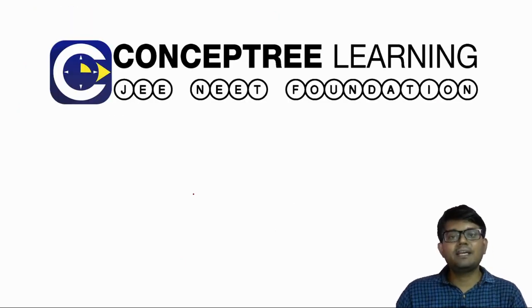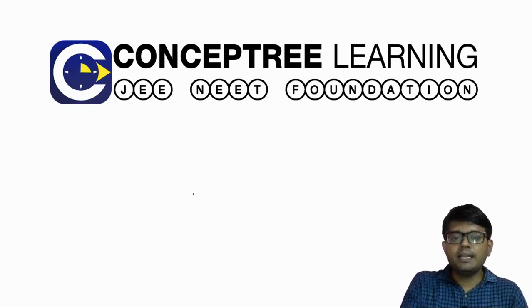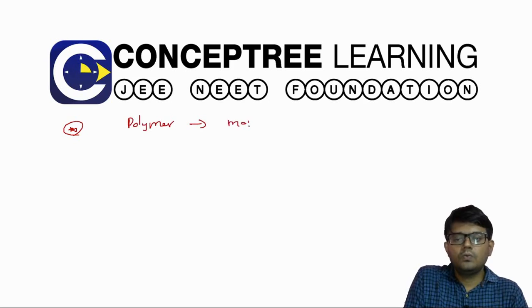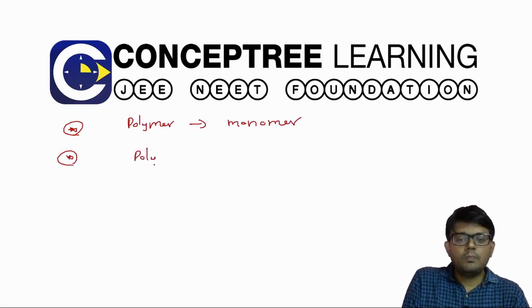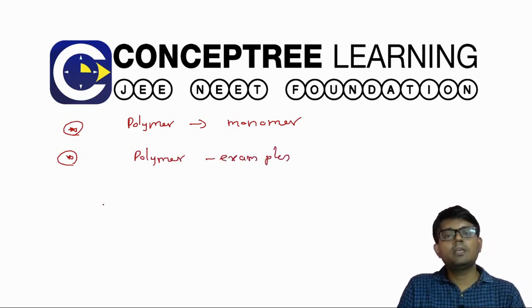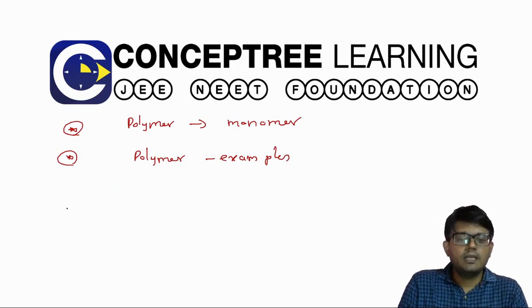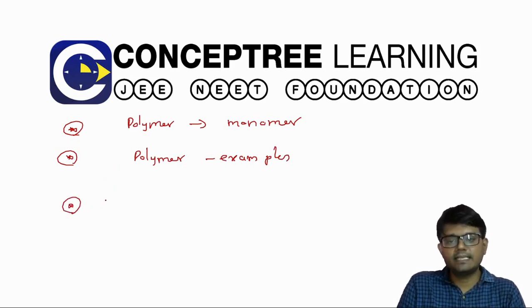So with this, we completed the polymer NCERT review. Again taking a relook at the prominent areas in terms of questions: one is polymer and monomer. They can give us a polymer and ask what the monomers are, or give us the monomers and ask what the polymer is. Then we have polymer examples. Which of the following is a thermosetting polymer? Which of the following is an elastomer? Classification-based examples like that.